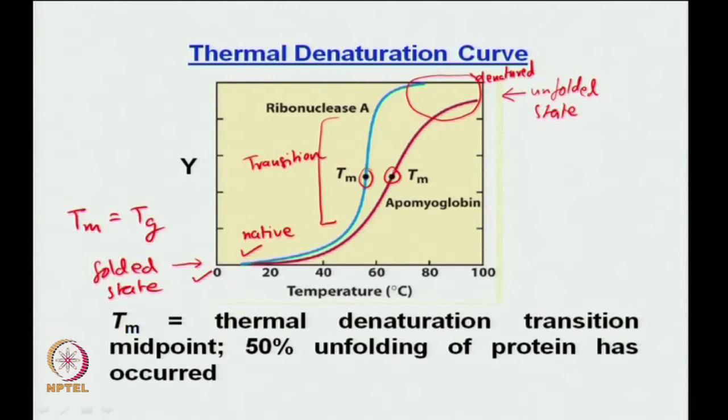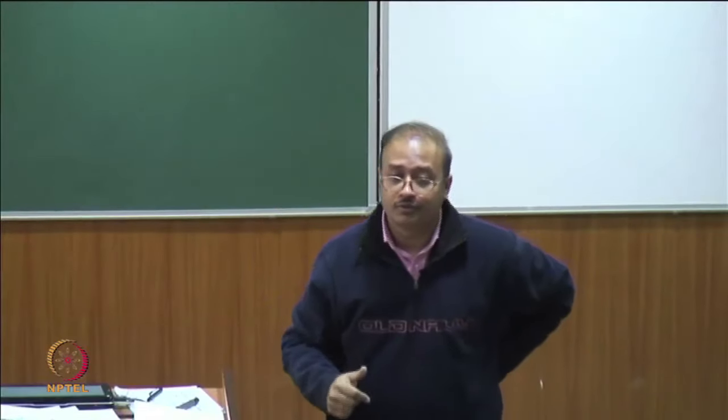So, that is why from now onwards we will replace Tg by Tm, both having the same meaning. There in that case, why did we take Tg? Because we took Tg because delta G was 0. Now, we replace it by the thermal melting midpoint and we say Tm. Okay.